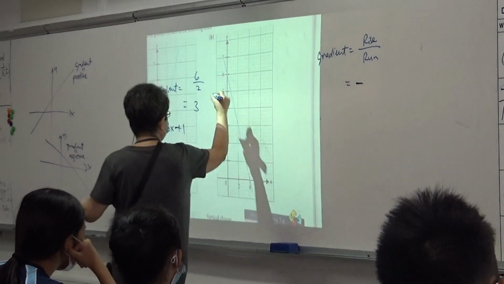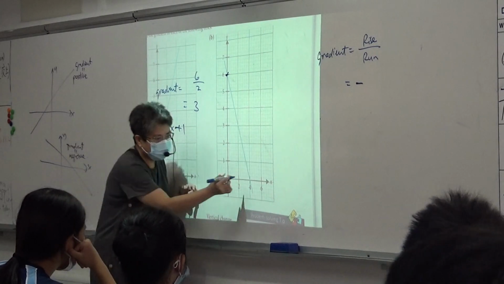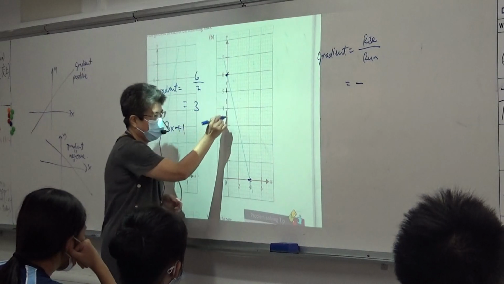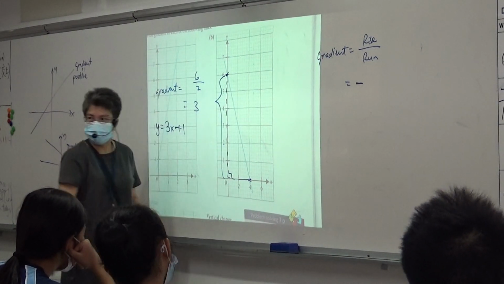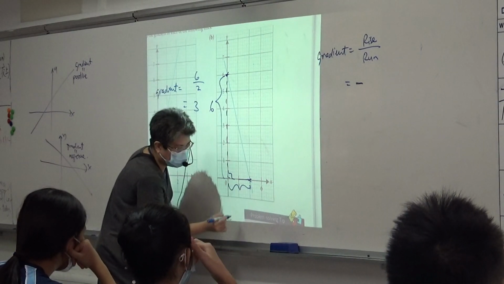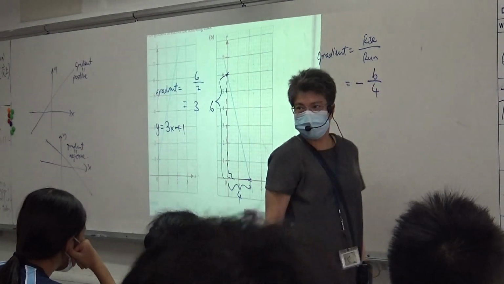Now, I choose one point here, right? Another point here, right? More convenient. Okay. This is the right angle triangle. How many units here? 6. How many units here? 4. So, 6 over 4, right?